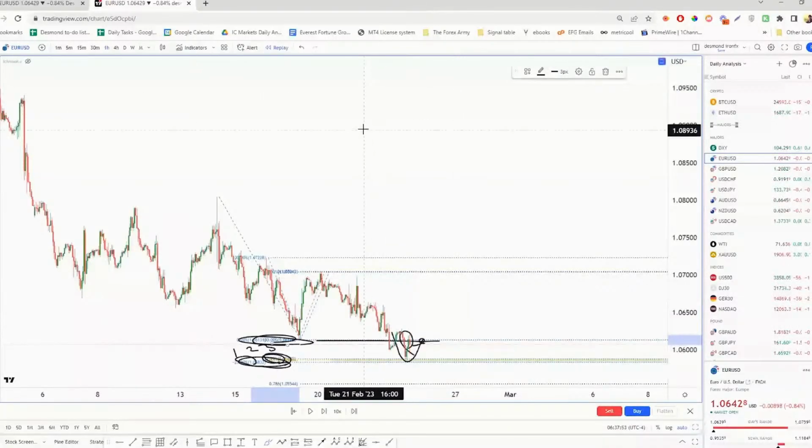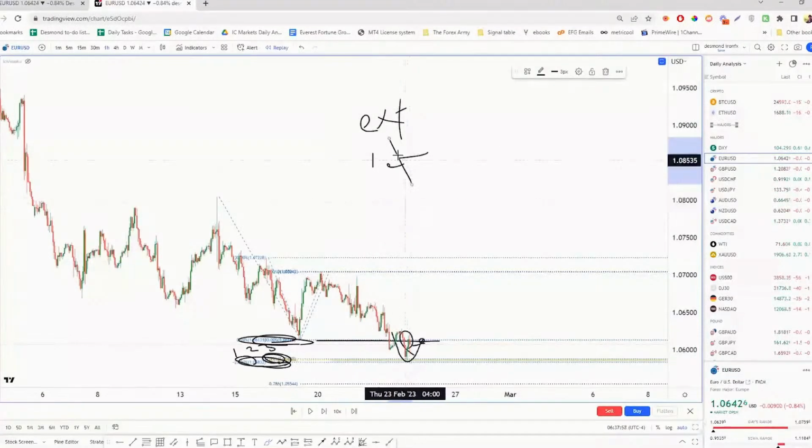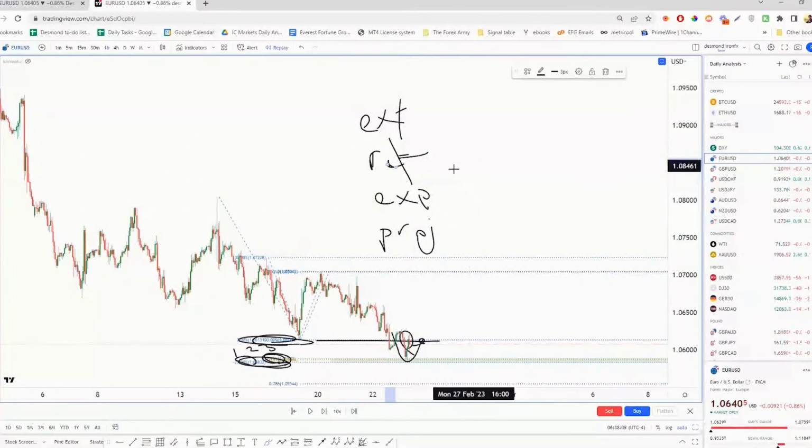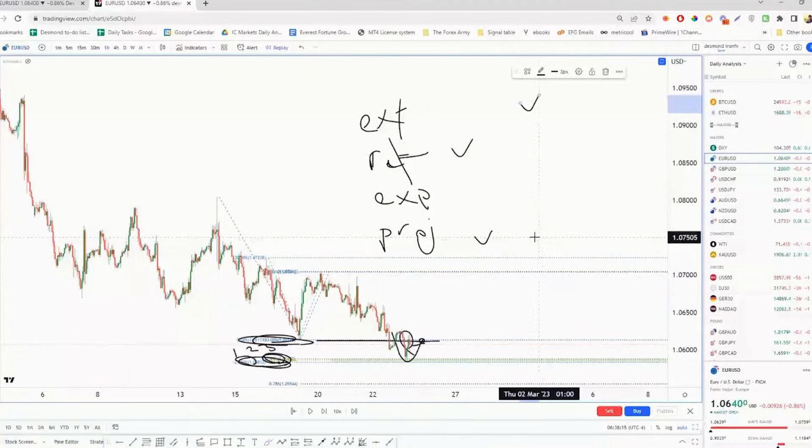So you got your Fibonacci extension, right? You got Fibonacci retracement over here. You got Fibonacci expansion, and you got Fibonacci projection. Of all these, you minimally must have two. I usually like to find retracements with projections. They tend to work very well. I like to find extensions with projections too.